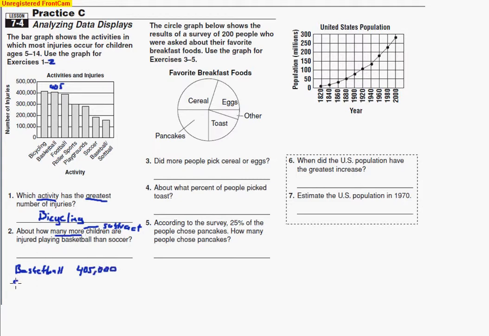Now we need to go over to soccer on the activities, and then go up the bar until we reach the top, then go straight across, and you need to read that number. So it's about right here. It's a little less than 200,000. It's not quite 190. I'd say about 180 or so. If you said 190, that's pretty close. But I'm going to go with 180,000. Again, they're just saying about how many. This isn't exact science. We're just trying to estimate because they're saying about.